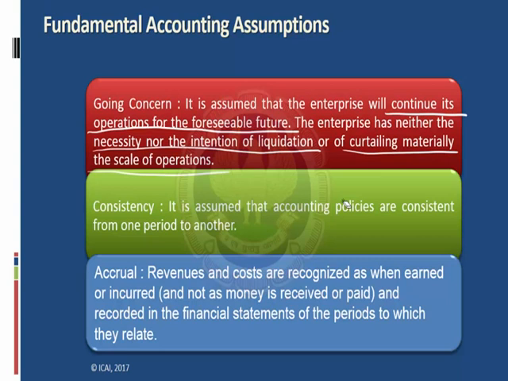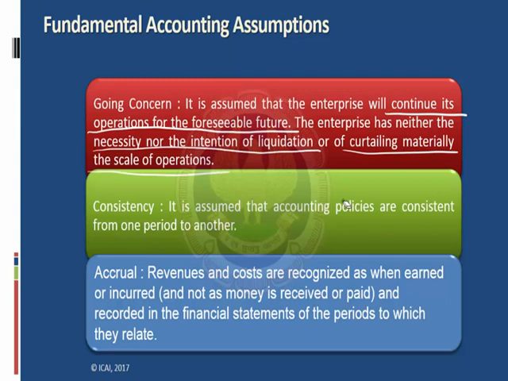For example, the entity has sold goods on credit in the financial year 15-16. In this case, the entity recognizes revenue from the sale of goods in the financial year 15-16 only, and recognizes debtors, or a trade receivable, on its balance sheet. Whenever the money is received in the next year, the debtor will be credited and the bank account or cash will be debited.